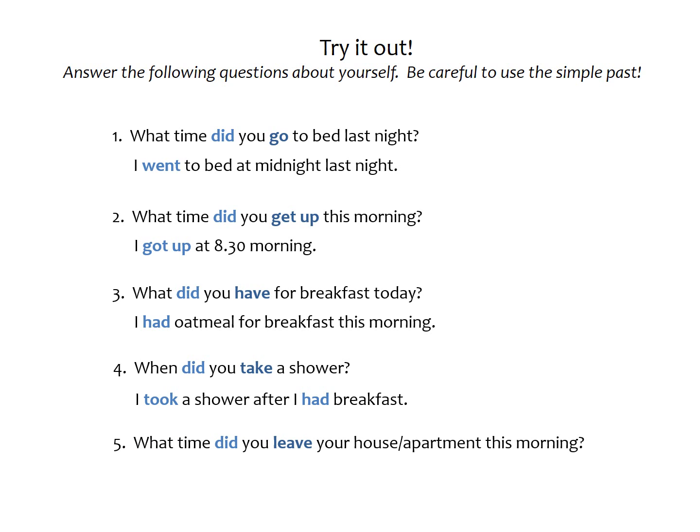And number 5, what time did you leave your house or apartment this morning? I didn't leave my apartment this morning. I stayed home all morning. So again, these answers are examples that are true for me. I hope that you gave answers that are true for you.